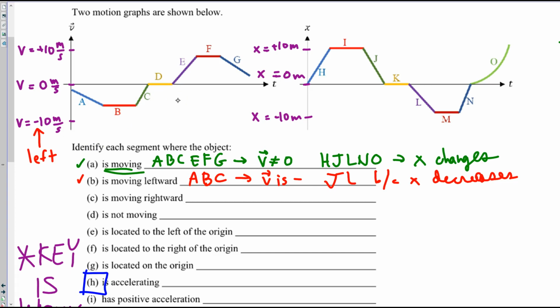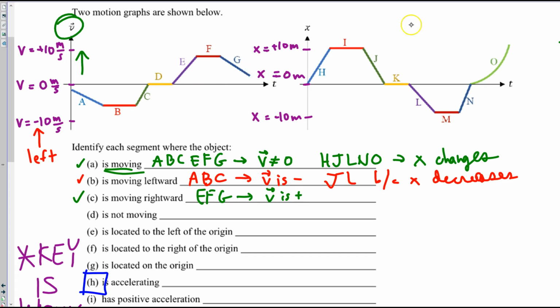Okay, on to C. Where is the object moving rightward? Here, for a velocity graph, you're moving to the right if velocity is positive. E is up in the positive half of the velocity axis. F, G, all of those, because velocity is positive.